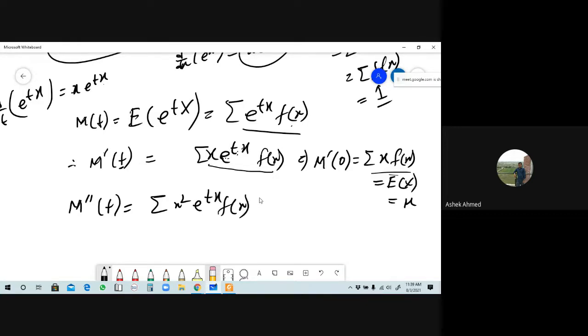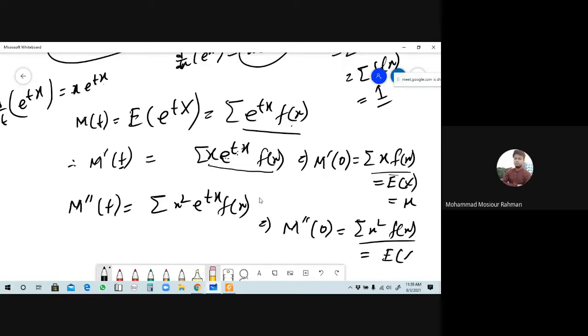From here, if you replace t by 0, that will be m double prime of 0. This is the summation of x square into f of x. This will be the result, the expectation of m double prime of 0. This is the value of the expectation of x square. Can you remember? Yes, sir. So this is the value of the expectation of x square.